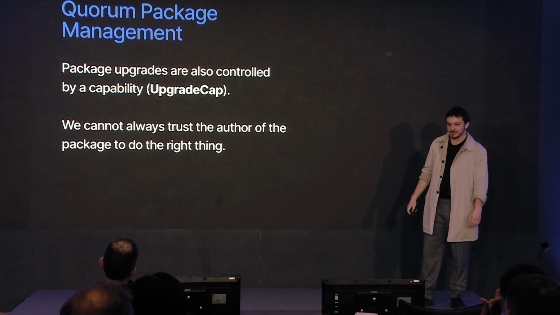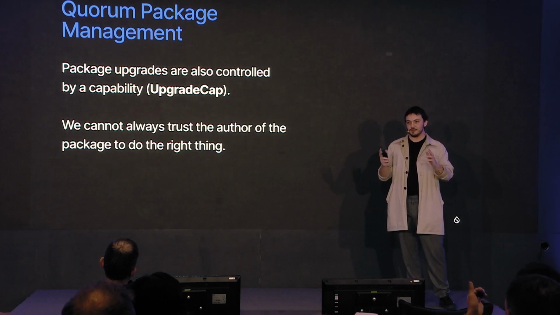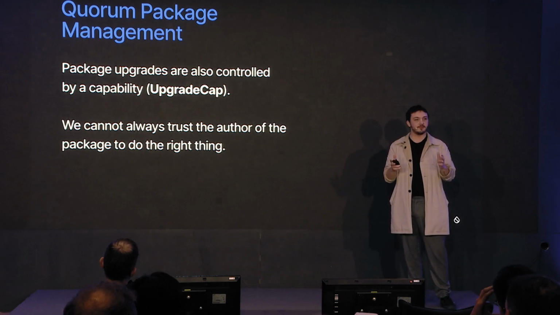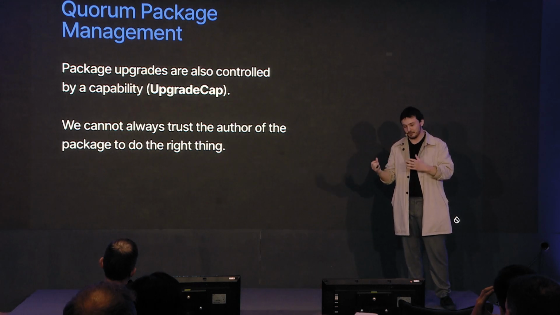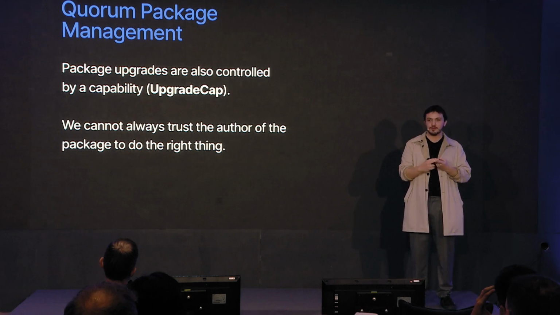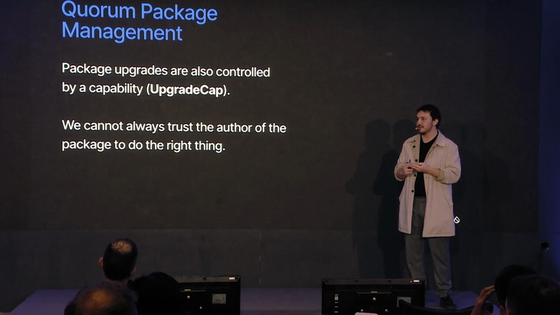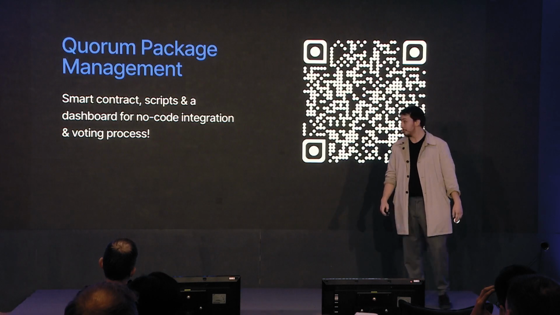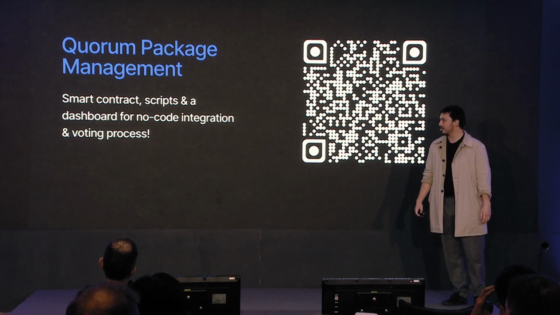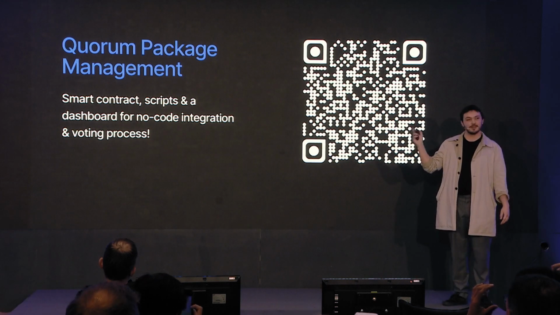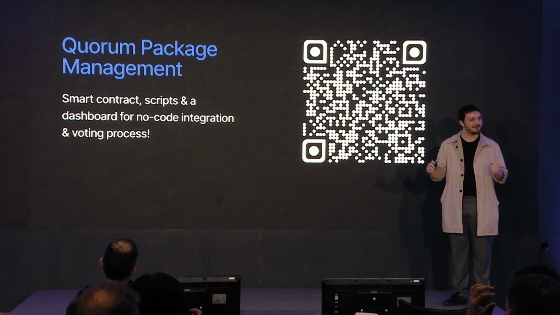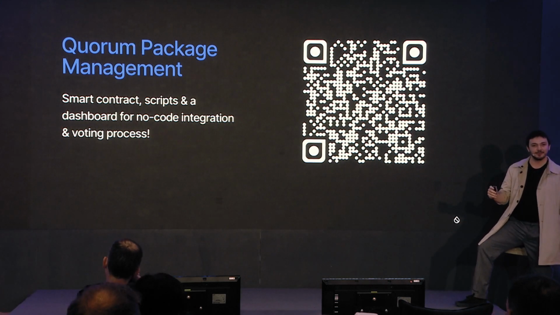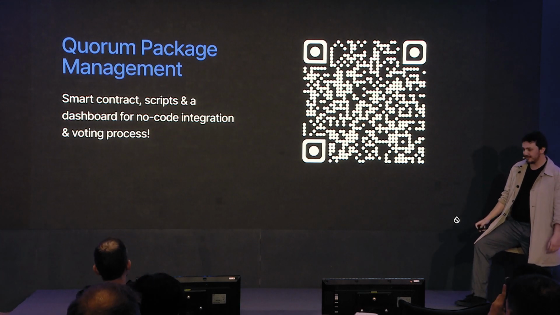this quorum package management, which allows you to have a quorum solution with different voters. You can set it up. You can say that I want to have a signature, a vote from the package author, from an auditor, from a third-party organization, from a community member. Anything would work. Here, you can also scan this QR code. This will have the smart contract, all the reasoning behind why we built this, and also a dashboard for no-code integration and voting.